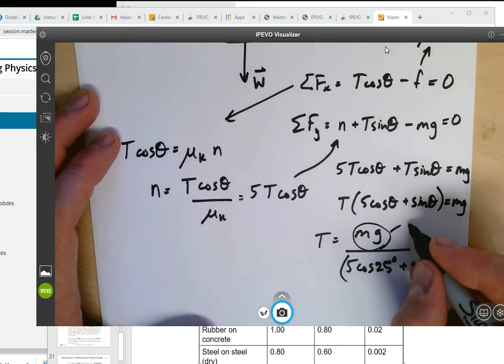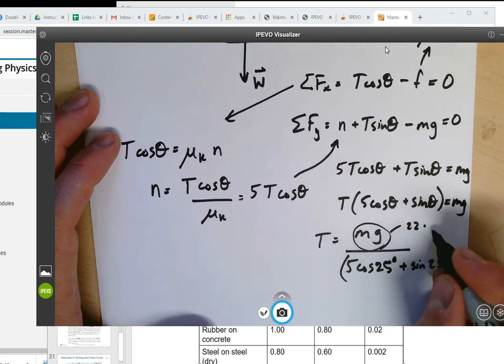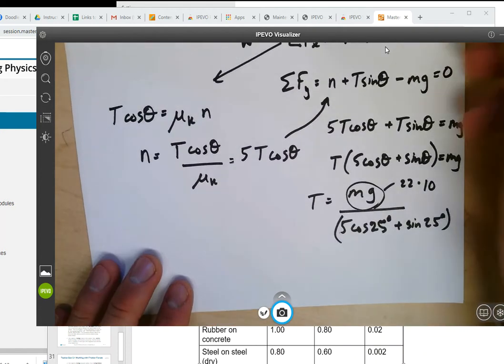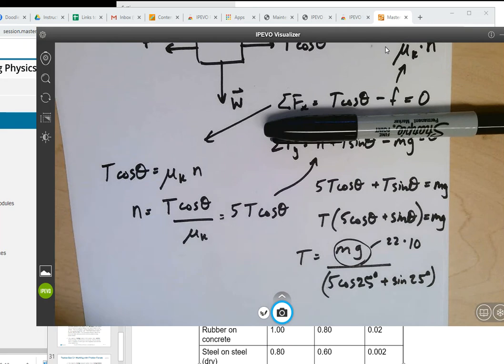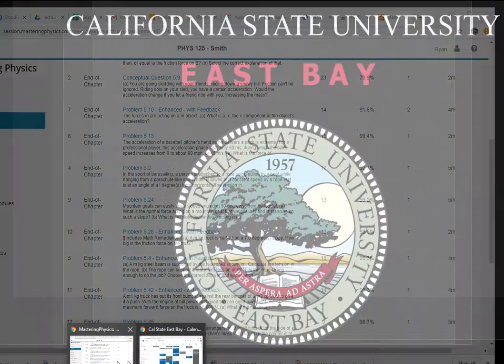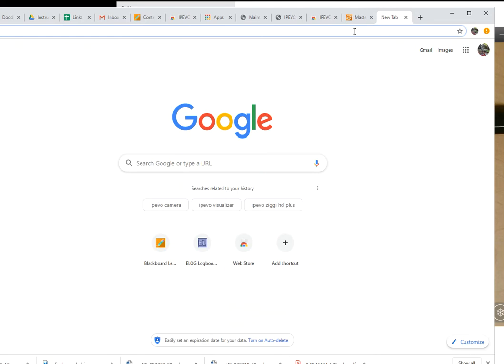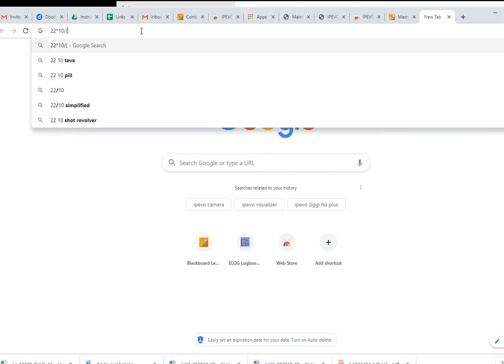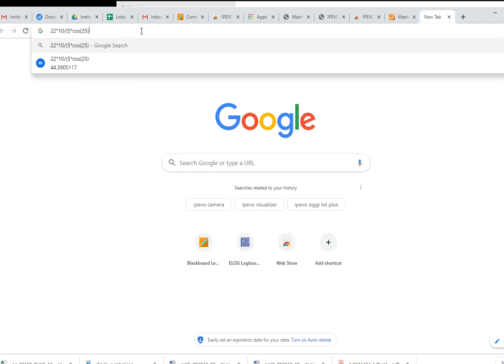Mg, of course, is going to be equal to 22 times, we can just use 9.8 or we can even use 10, just to be a little bit going off the cuff here. So let's do a calculation. I'll just bring out my favorite easy calculator, which is just Google, and we can try doing mg, which is 22 times 10, divided by 5 times the cosine of 25 degrees plus the sine of 25 degrees. And notice my use of parentheses to make sure it all works out.